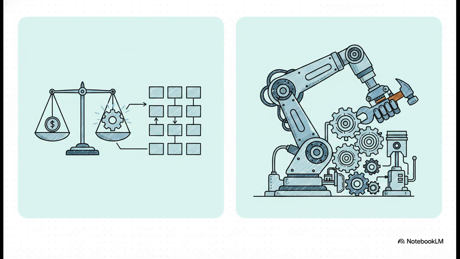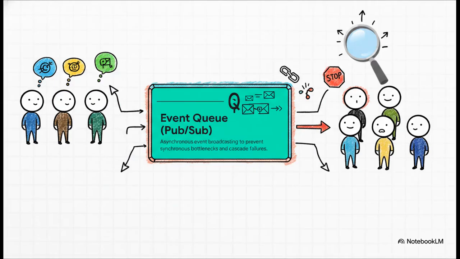But you want to reserve GPT-4o for your execution workers, the ones that require incredibly strict tool use and complex external API executions. Moving on to Pattern 4, the event queue, or pub/sub model.